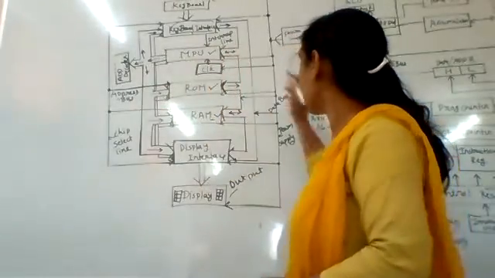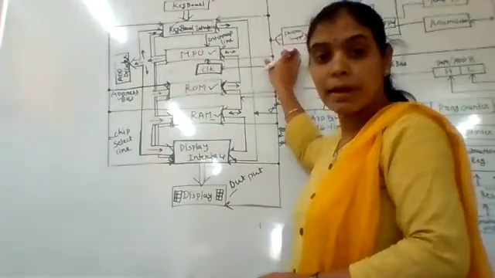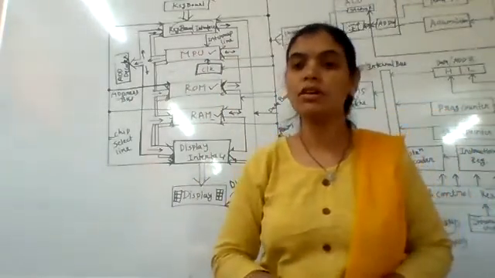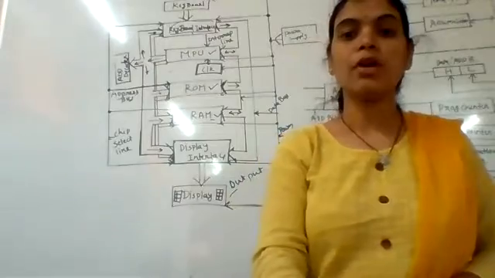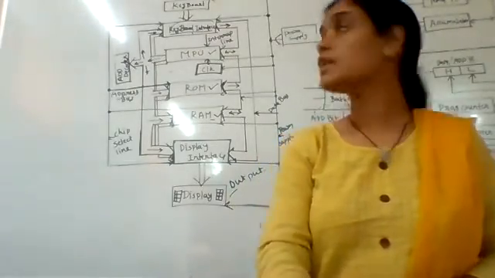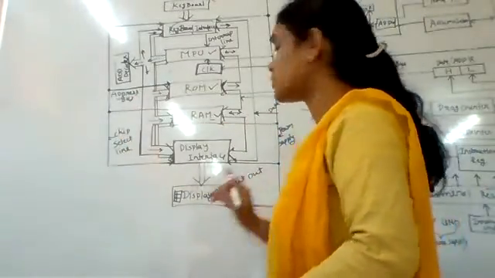Power supply line. Power supply is necessary to operate the circuit. After that we see the bus. In this diagram, see here, address bus, data bus.